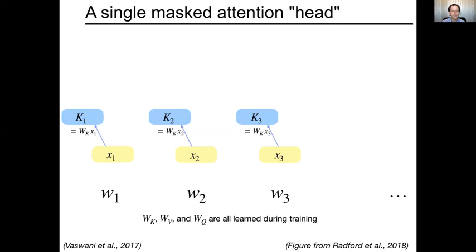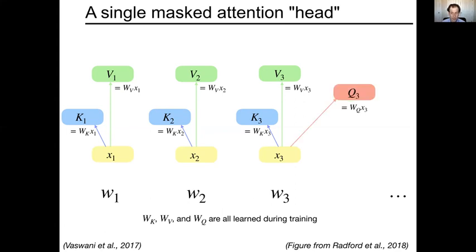So, for example, each of the x sub i has a key computed from it with the W sub K matrix. With the W sub V matrix, you compute a value. And now I want to know, let's say that I'm interested in word 3, how is the representation of word 3 going to be transformed? So first, I use W sub Q to compute a query representation of that word.